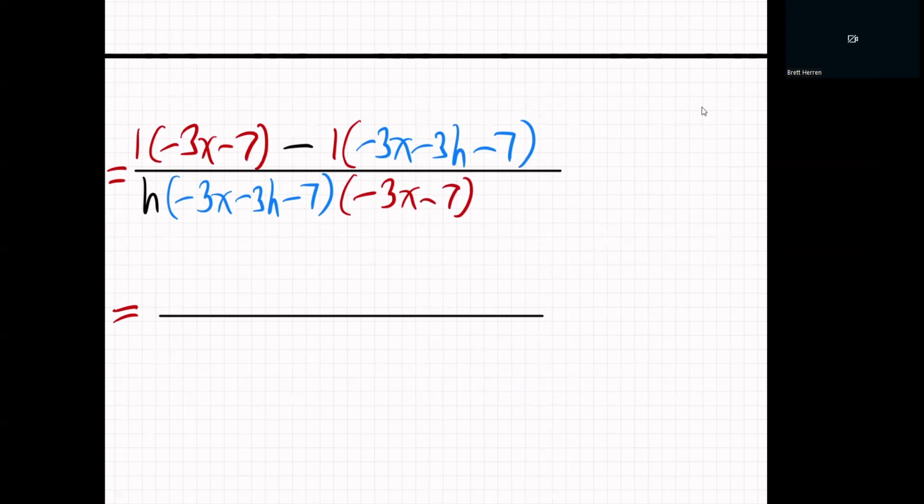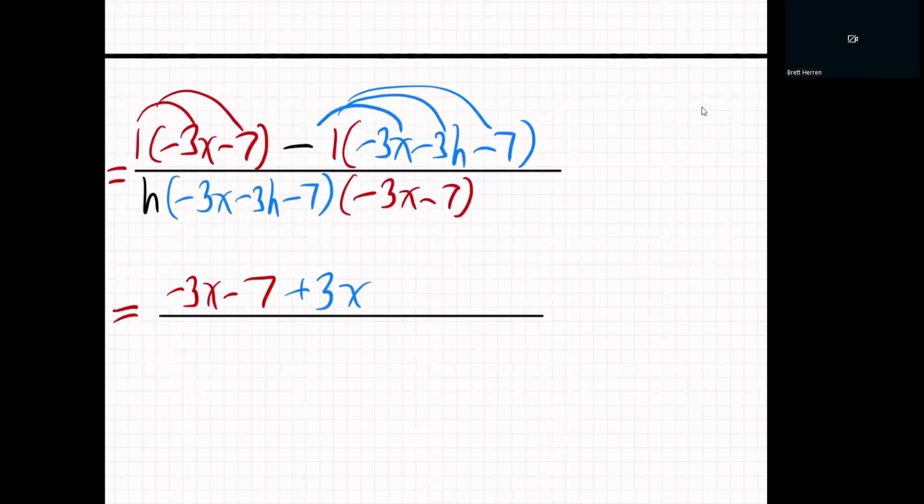On the top, I'm going to distribute. Minus 3x minus 7. And then the minus 1: it'll be plus 3x plus 3h plus 7. The bottom, nothing's going to change. I'm not going to multiply it. I'm just going to leave it. It's all just things multiplied together. Just leave it.